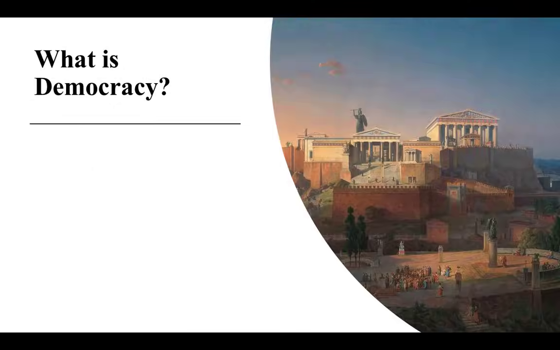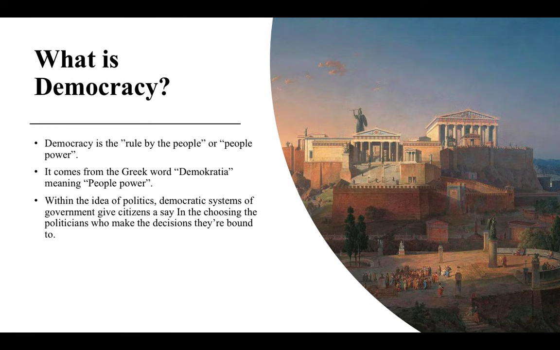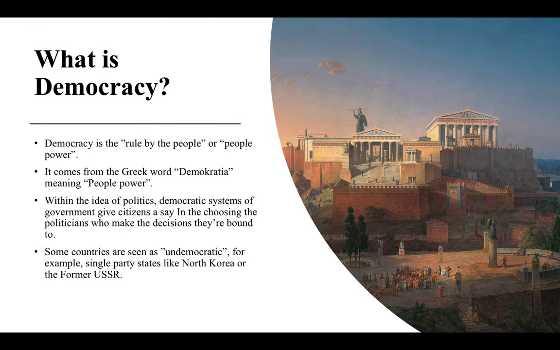Okay? So the first question is, what is a democracy? Or what is democracy as a definition? Democracy is simply the idea of a rule by the people, or the power to the people. It comes from the Greek word demokratia, meaning people power, and it originates in ancient Athens, the idea of people choosing or having a say in the political institutions that govern their lives. And so a democratic system is simply where it gives the citizens a say in choosing politicians who make decisions that they're bound to.